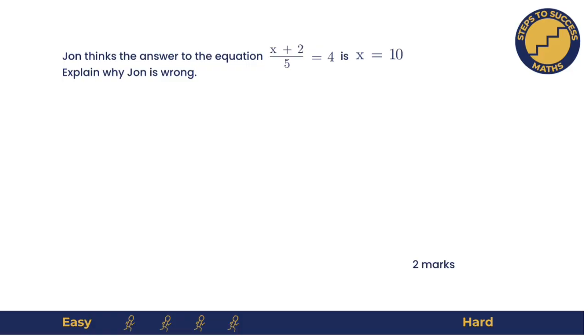John thinks the answer to the equation x plus 2 all divided by 5 equals 4 is x equals 10. Explain why John is wrong. Okay, so this is a different kind of question to one we've seen before, but it's still all about solving an equation. So I'm going to show you 2 different ways you can do this.